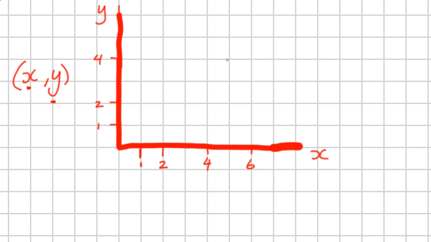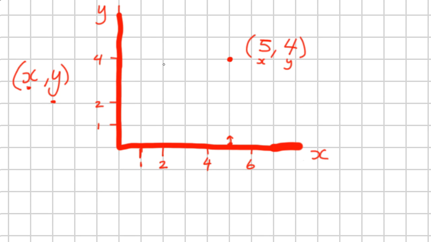So let's say I choose this point here. If I want to find out its coordinates, what I do is I see how far across we've come. Well, here we are. We look down here. We've gone 1, 2, 3, 4, 5. So its x value is 5. Then we look at how far up we've gone. 1, 2, 3, 4. So that coordinate there is 5, 4. So it has an x value of 5 and a y value of 4.